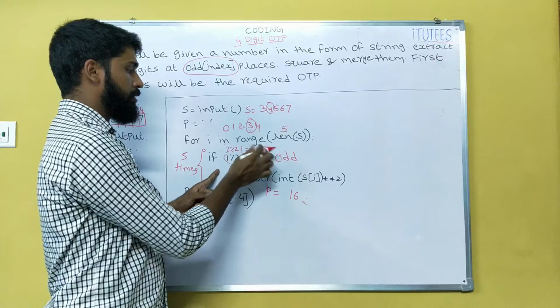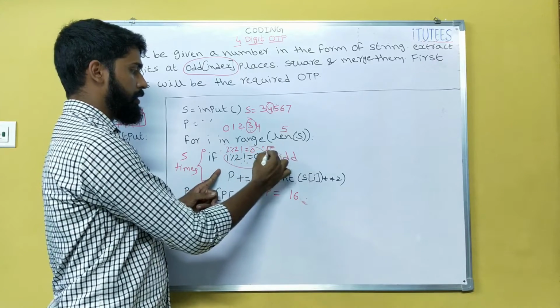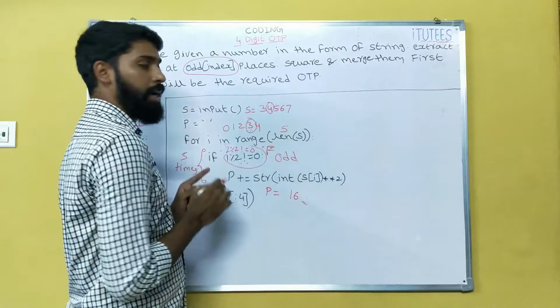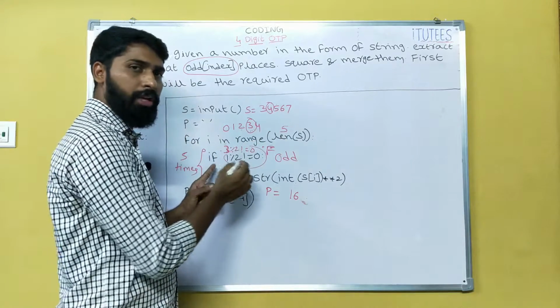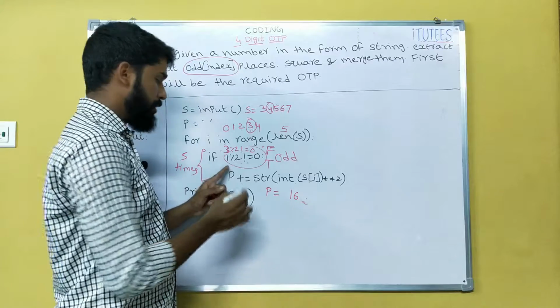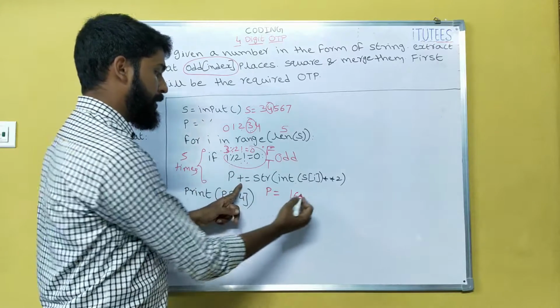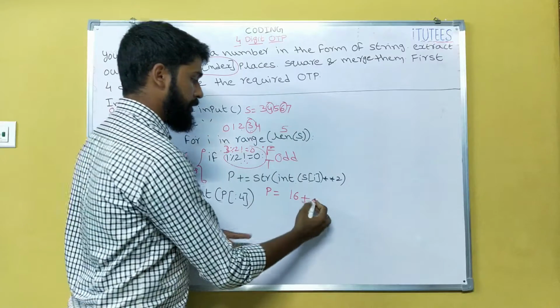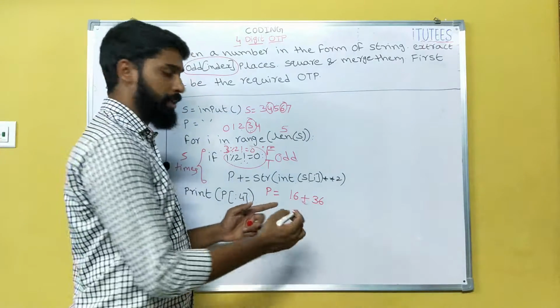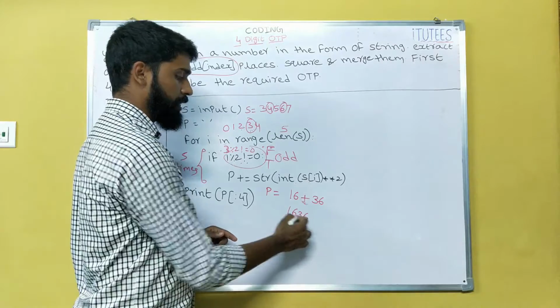2%2 is 0, so the condition is false. So increment i. Now i equals 3. 3%2 is not equal to 0. It is true, so enter into here. P equals P plus, 16 plus. What is S of i? 6. 36. So you can match. It becomes 1636.